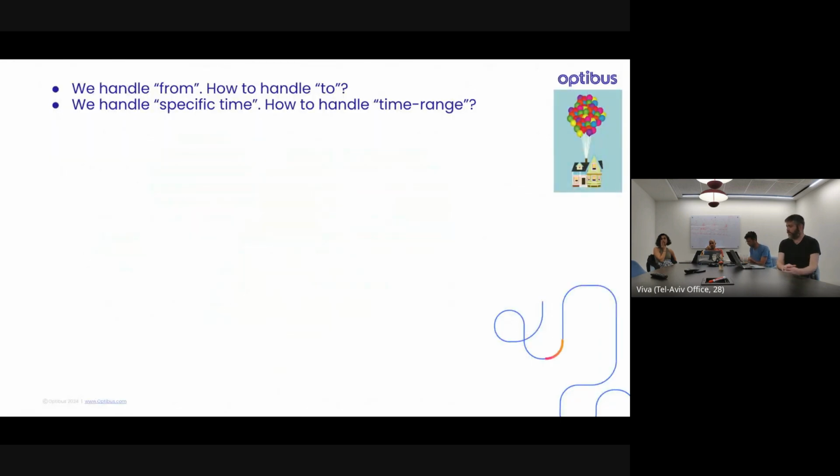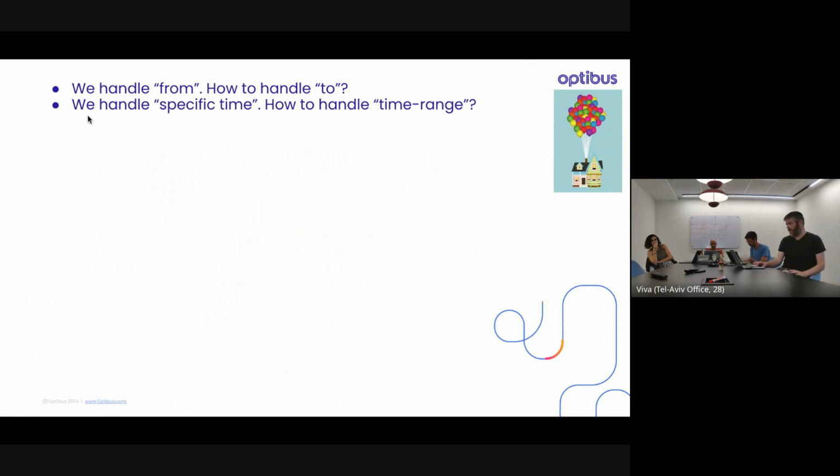Okay, now two things that you can think about at home. Now we showed how to handle this: we start from a position, and we want to see all of the places that I can reach. How do we handle the opposite case? That we have a position, and we want to find all of the places that will reach this position. This one is pretty simple.